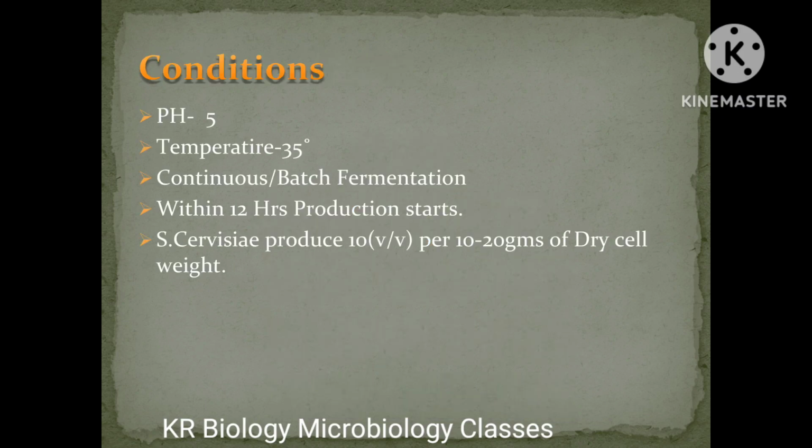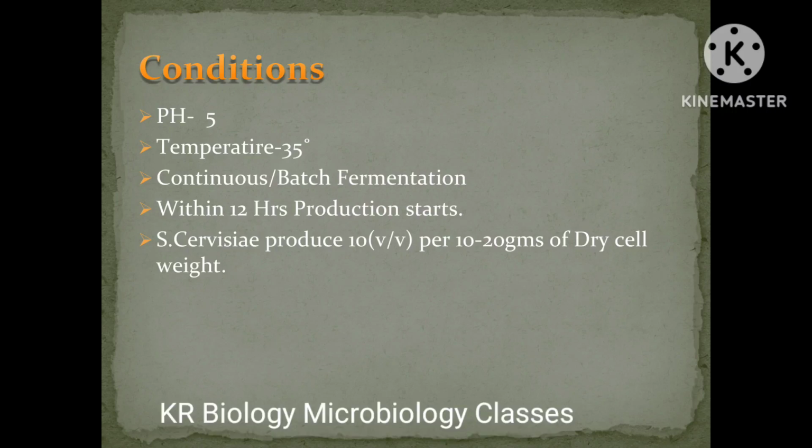Depending upon the culture media we use, we choose the microorganism or culture. As for the conditions, pH must be 5 and temperature must be 35 degrees centigrade, and the fermentation might be continuous or batch. Within 12 hours of starting the fermentation, the production will start. In the case of Saccharomyces cerevisiae, it will produce 10 volume per 10 to 20 grams of dry cell weight. After production starts, whenever we remove the ethanol, the yeast cells are separated and used as single cell protein, and the supernatant is processed for ethanol. This is the process we followed for the fermentation.